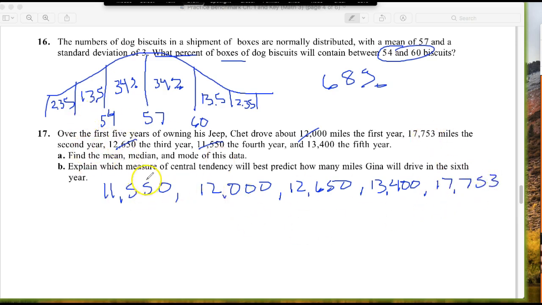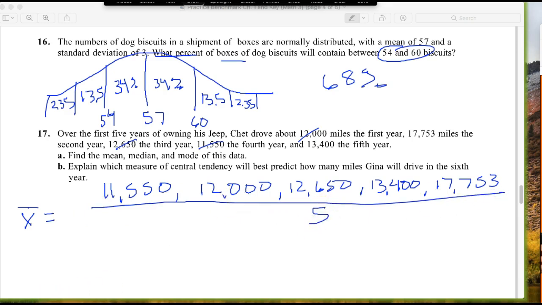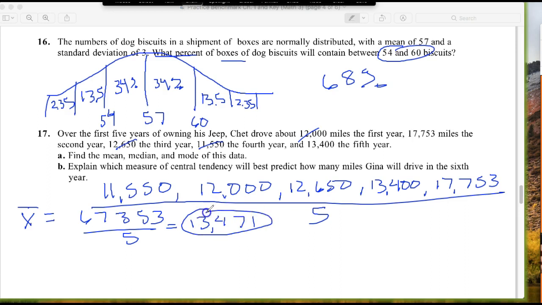The mean is the average, so add them up and divide by the number of values. So 1, 2, 3, 4, 5. So the mean is going to be this value. Add those all up and divide them by 5. So go ahead and do that real quick. So add those all up, you're going to get 67,353 divided by 5. It's approximately 13,470.6, or 471. Right, there's your mean.